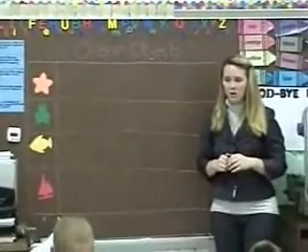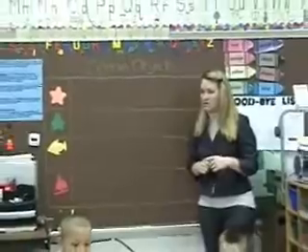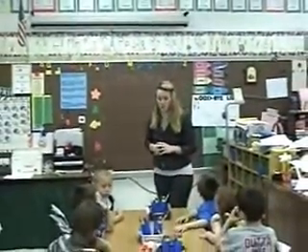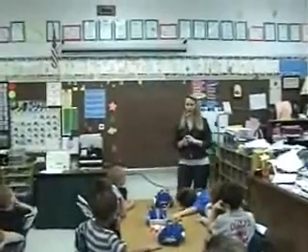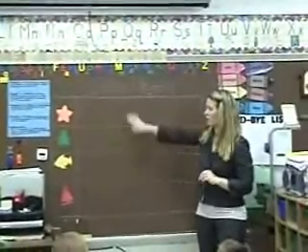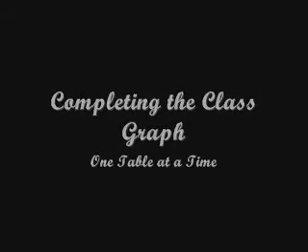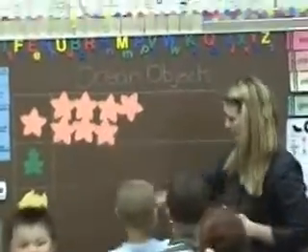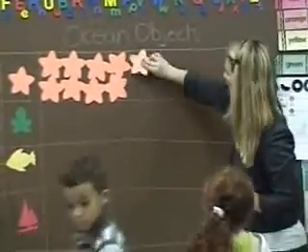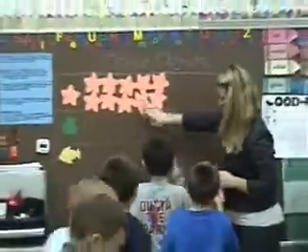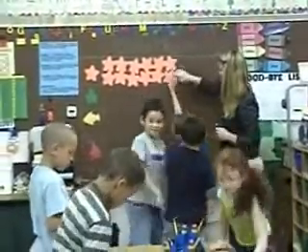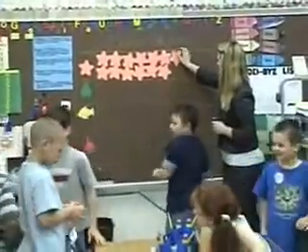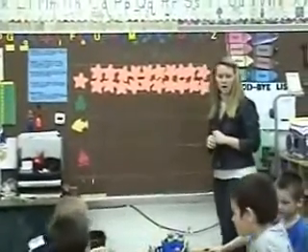Now, as a table, you each have a different ocean object. And it's going to be your job to count how many of that object you have. Okay, so we're going to start first with the starfish table. 5, 6, 7, 8, 9, 10, 11, 12, 13. All right, so blue table, how many starfish did you have total?